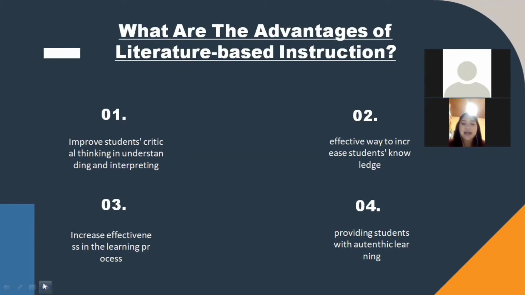The third one can increase effectiveness in the learning process. As I said before, the students already have a concept before they're learning, because they already learn and also read about the material that they're going to discuss in the learning process. And the fourth one is providing students with authentic learning. As I said before, they can relate the literature with their own life, and this is very meaningful for them.